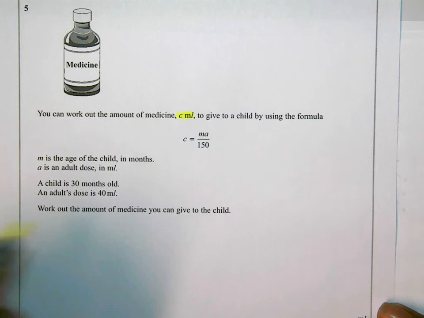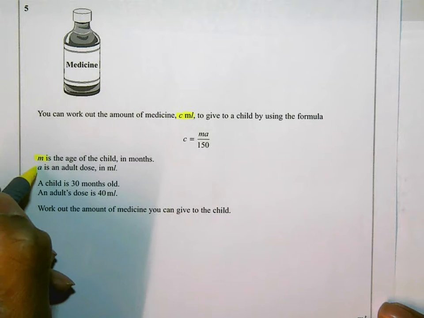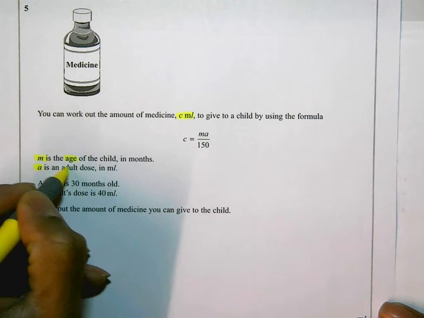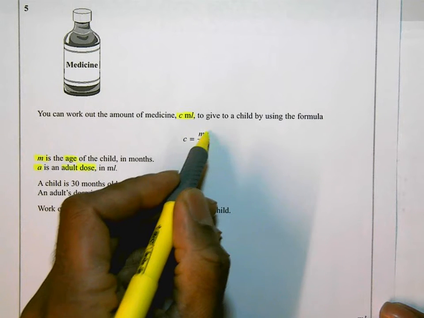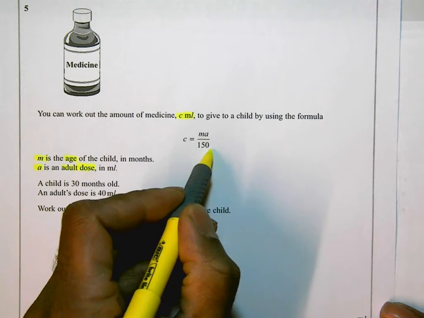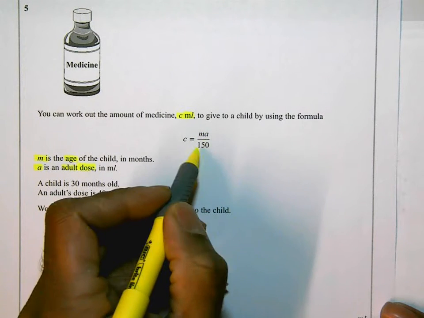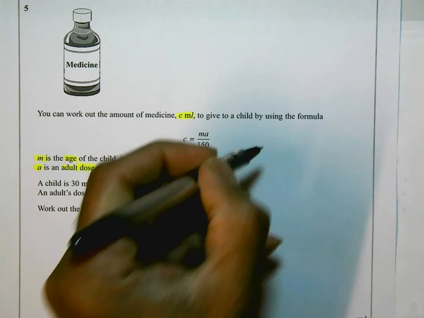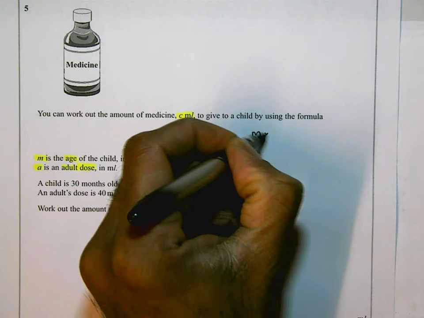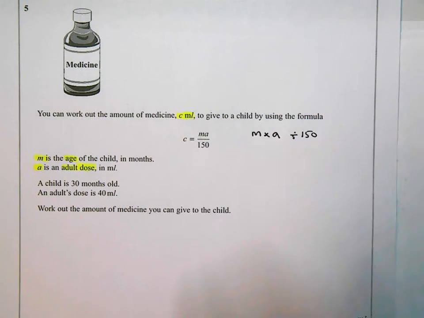So they've given you this formula here, and they said that M is the age of the child, A is the adult dose. So if you look in the formula, you've got C equal to MA over 150. That means M times A divided by 150. I'm going to write that down at the side. Here, this means M times A, and then divide by 150. Okay, so we need to do that.